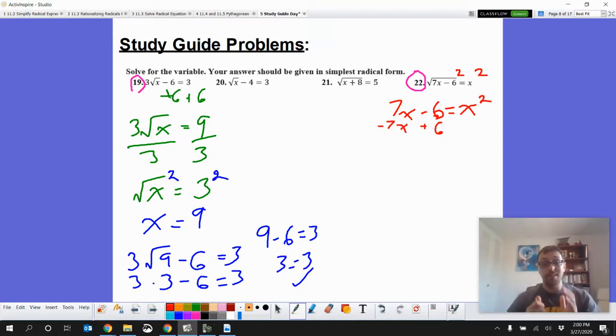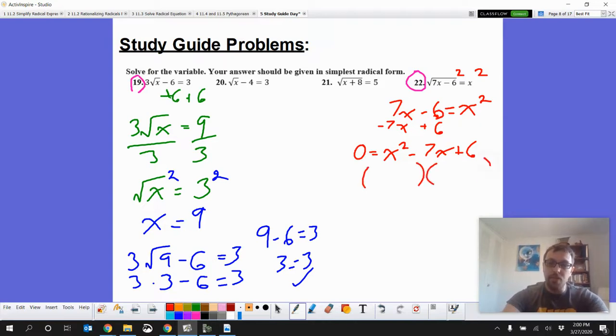The reason I want to bring the 7x and the 6 over is I like my squared term to be positive. It makes my factoring much, much easier. So we get 0 equals x squared minus that 7x plus 6. I'm going to factor this thing. You can do it with the box if you want. You can go back and check your box notes, or I'm just going to kind of do this in my head a little bit.